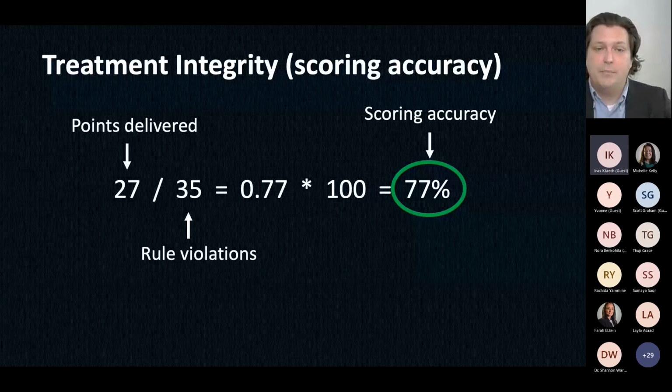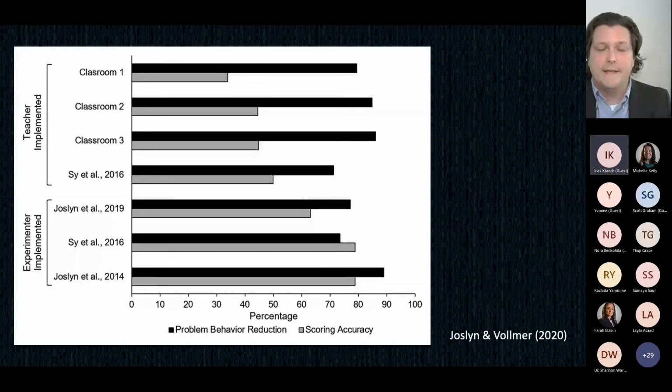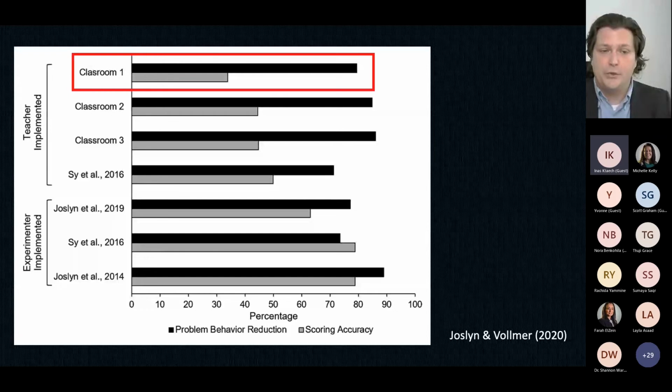And so in some of my previous research, specifically looking at scoring accuracy, we found that teachers, this graph shows several different classrooms in which the good behavior game was played, where the top 4 are implemented by teachers, and then the bottom 3 were implemented by behavior analysts. The teachers implementing the good behavior game are running class, talking to students, and implementing the game. So they're doing all these different things at the same time, with a lot of different demands on their attention.